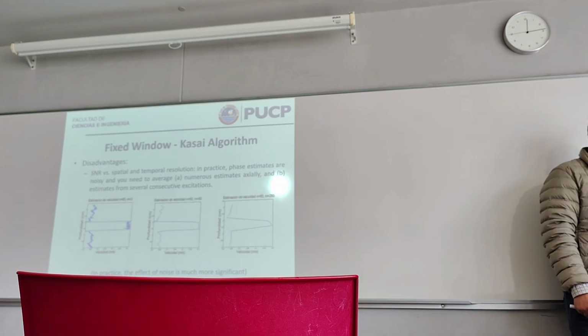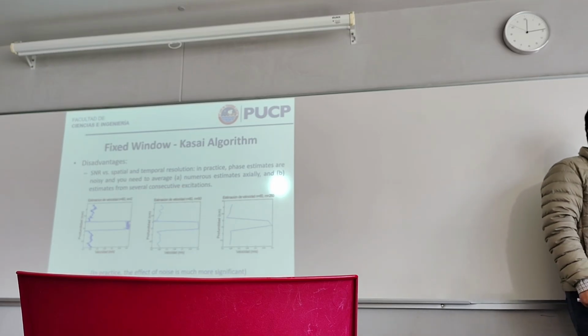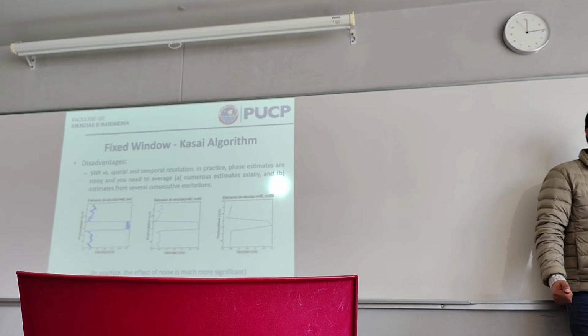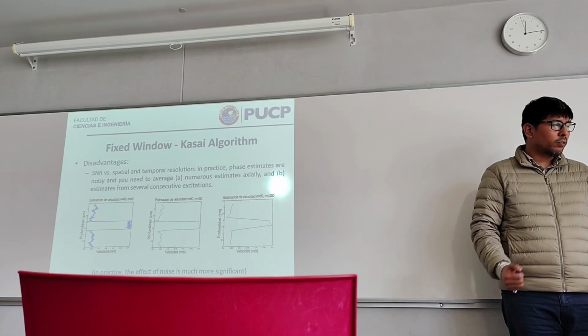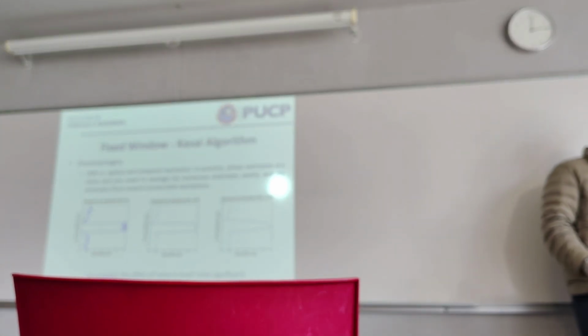Some disadvantages of the fixed window could be signal to noise ratio versus spatial and temporal resolution. In practice, phase estimates or velocity estimates in the slow time are noisy, and you need to average numerous estimates axially and estimates from several consecutive excitations.